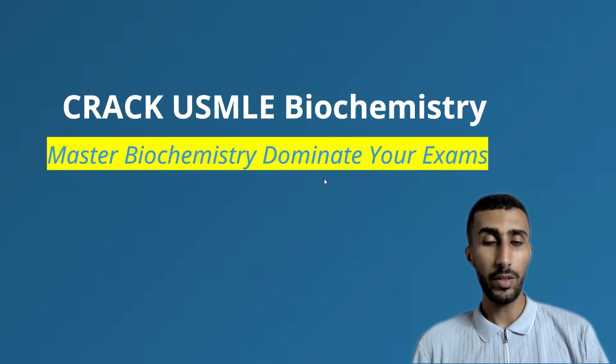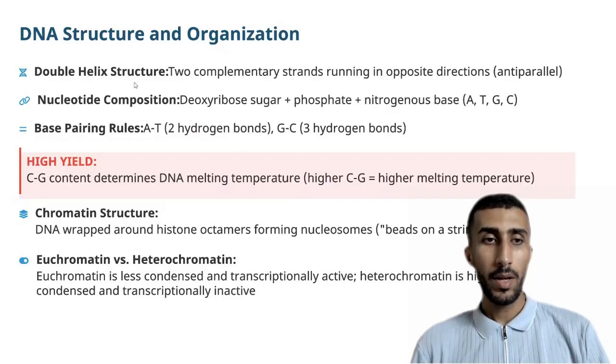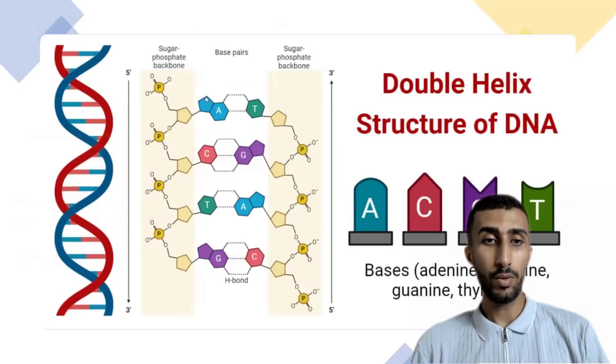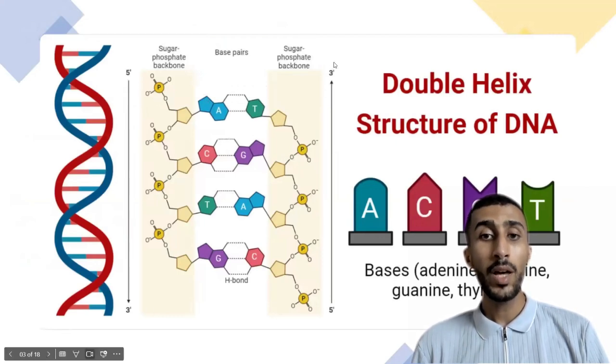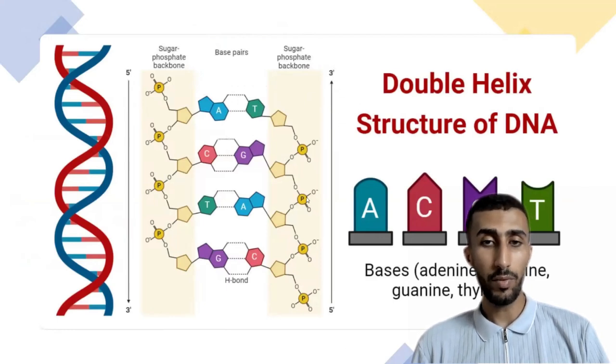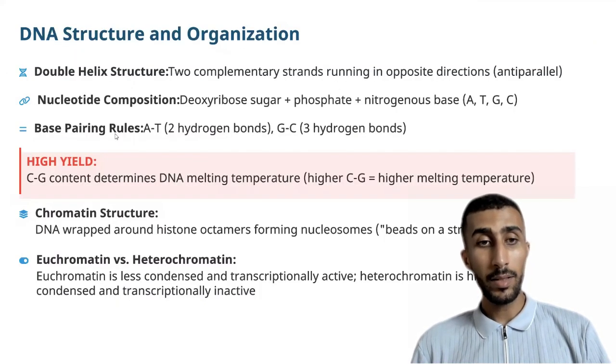We have a very high yield revision for the whole biochemistry chapter for the USMLE Step 1 exam. First is the DNA structure and organization. The DNA has a double helix structure, so this means it has two complementary strands. One is running from 5' to 3', and the complementary strand runs in the opposite direction, from 3' to 5'.